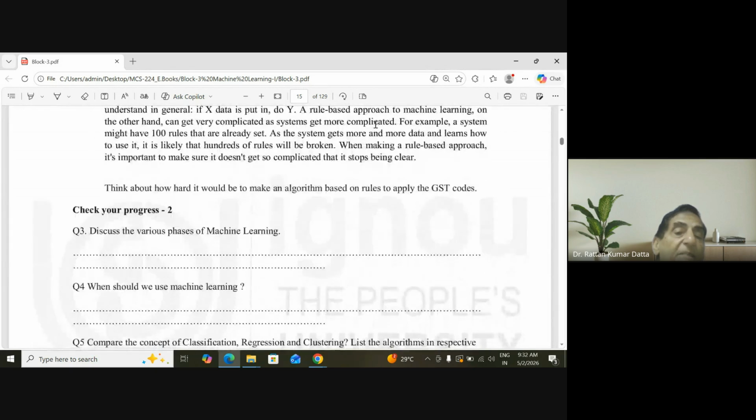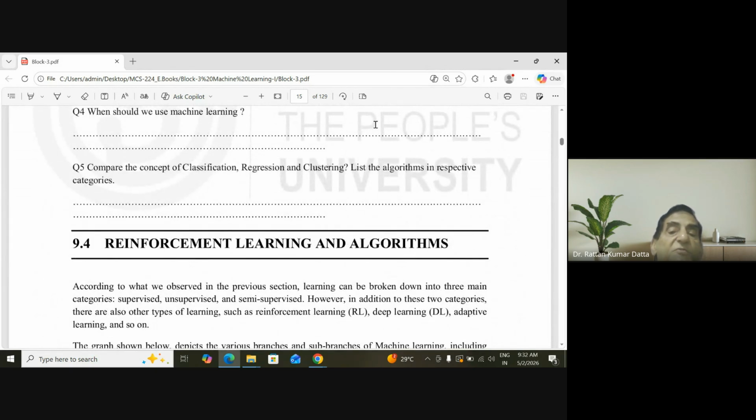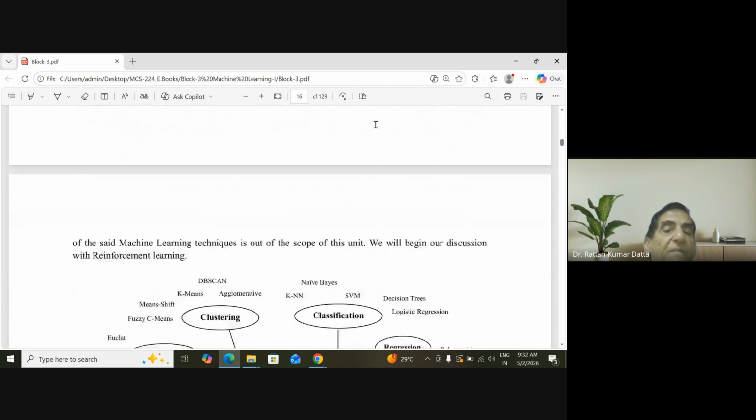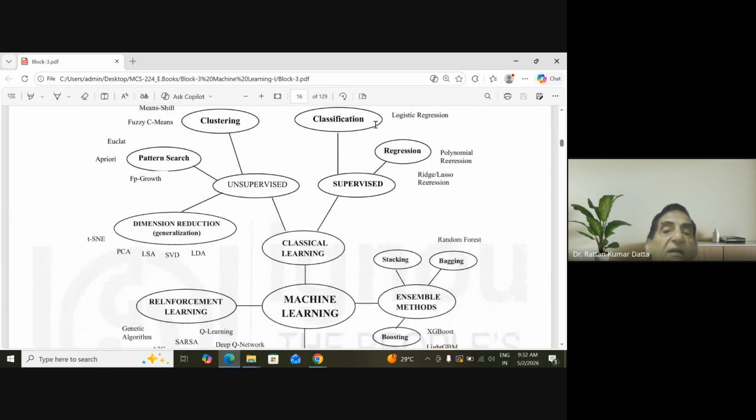Rule-based machine learning, all these are things. Then reinforcement learning algorithms. According to what we observed in the previous section, learning can be broken down into three main categories: supervised, unsupervised, and semi-supervised. However, in addition to these three categories, there are also other types of learning, such as reinforcement learning, deep learning, and adaptive learning, and so on. These are the three other things which are mentioned: reinforcement learning, deep learning, and adaptive learning.